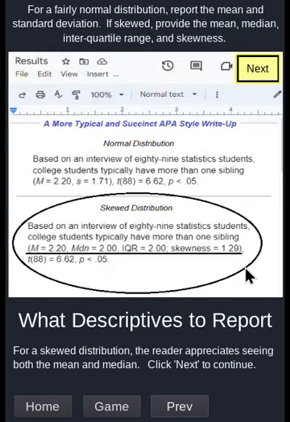So we're going to go with this being a skewed distribution. So we would say, again, based on an interview of 89 statistics students, college students typically have more than one sibling. We're providing the mean, the median, the IQR, the skewness, and then the statistics there.